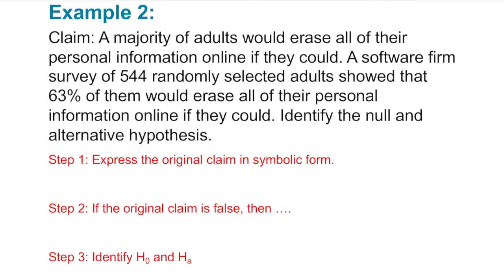First, a software firm surveyed 544 random adults. This is my n, and 63% is my p hat, because this is my sample proportion. I am working on a hypothesis test, so I'm not using the sample statistic. I am going to use the population parameter, so it would be p.